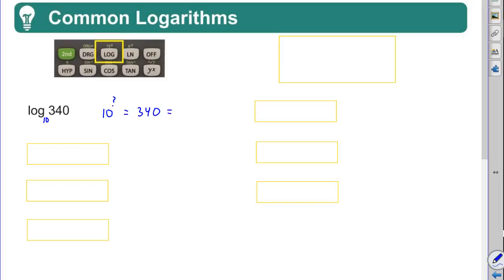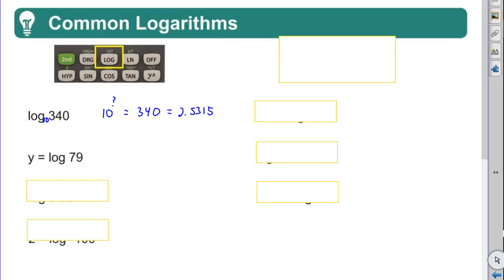And here's the answer. This is 2.5315. I like to take my logarithms, my exponents, to 4 decimal places. So 2.5315. You're just simply doing the logarithm or the common log of 340. So again, no matter what the form, all you're doing, we want the common log of 79. Punch in 79, hit your log button, or punch your log button and hit 79.